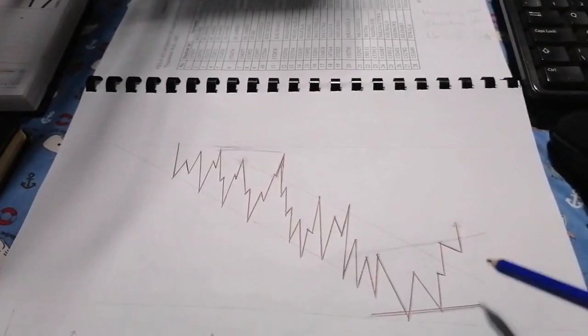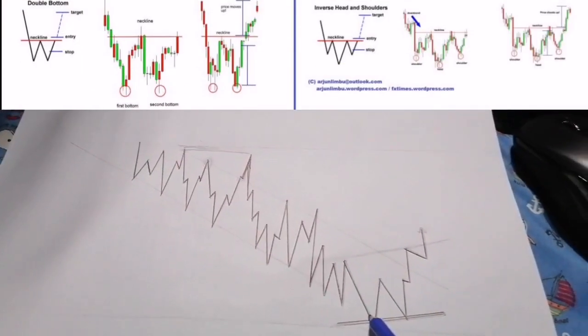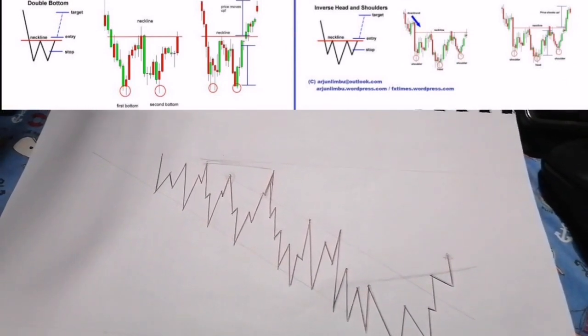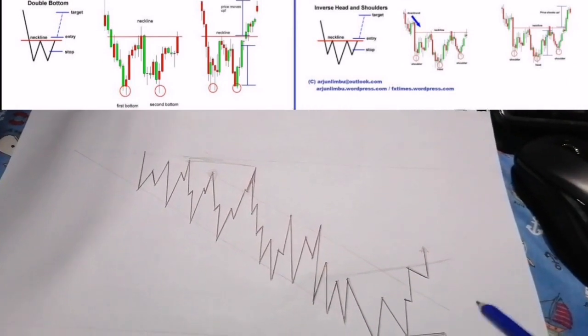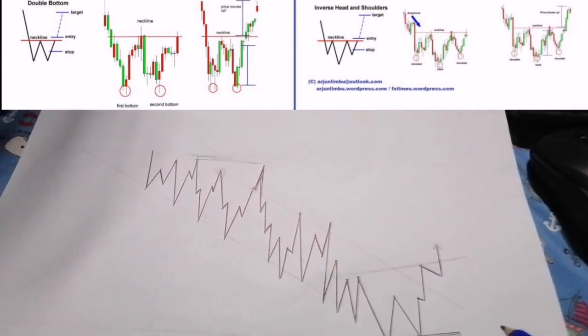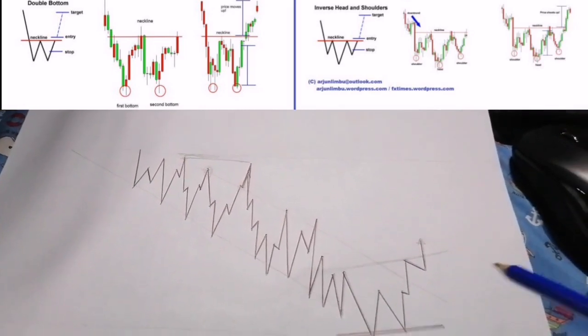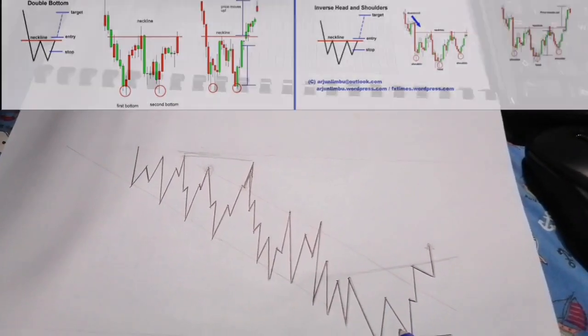Okay, and you also watch out for reversal patterns. It can be a W, it can be a triple bottom, double bottom, it can be a V, it can be an inverted head and shoulder pattern. So you watch out for a reversal pattern while you are on the downtrend.